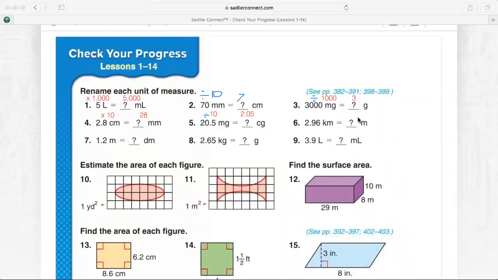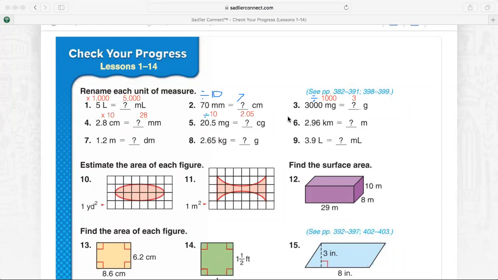Number 6. Who can help me? I want interaction. Number 7, yes, I want some interaction, girls. Number 7 or 6? Number 6. From kilometer to meter. Who can help me?